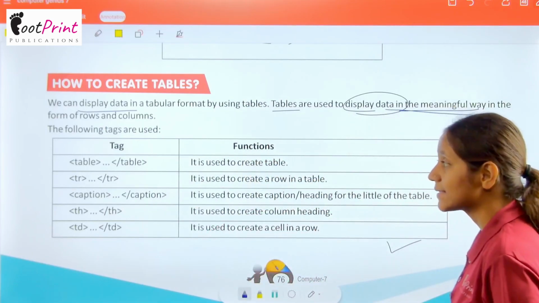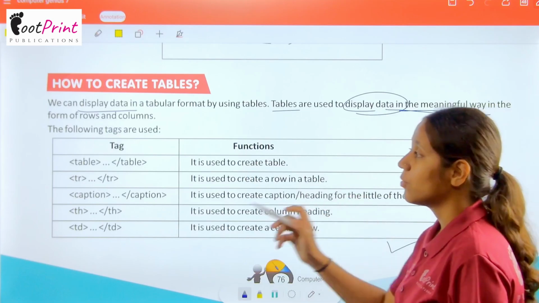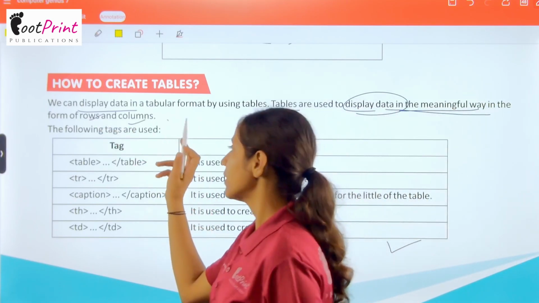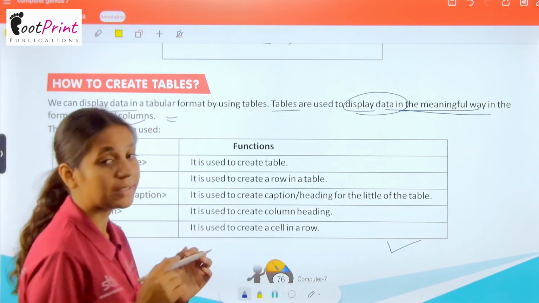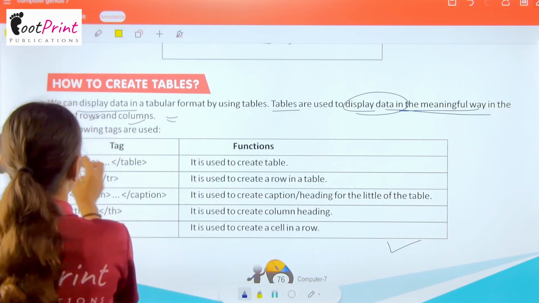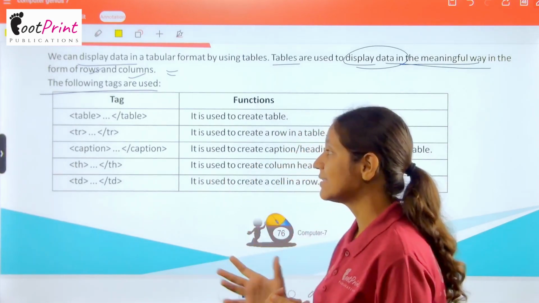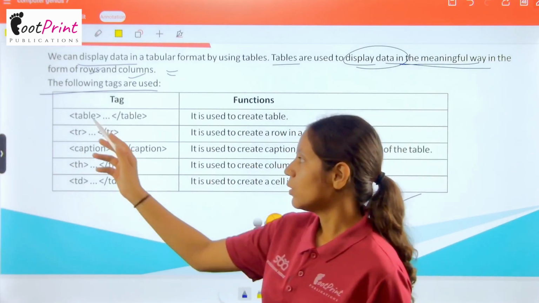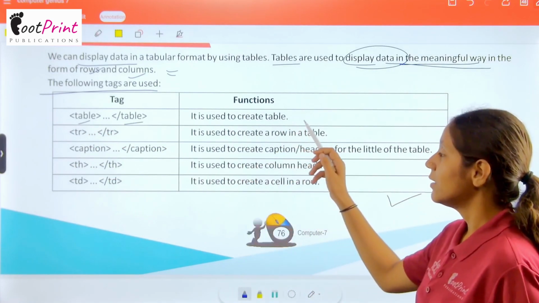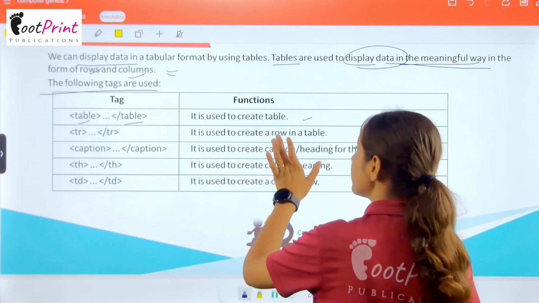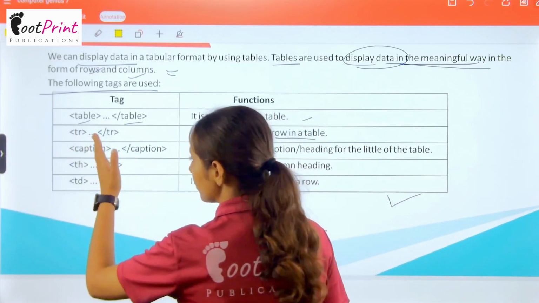Now the following tags are used. See here, in the form of rows and columns. Okay, so table में जो rows and columns होती हैं उन्हीं की form में हम लिखते हैं अपना data. उन्हीं में हम अपने data organize करते हैं. The following tags are used. So to create a table we have to understand these tags firstly. Table opening, table closing. It is used to create a table. Now tr opening and tr close. It is used to create a row in a table. Okay, table row, table row.